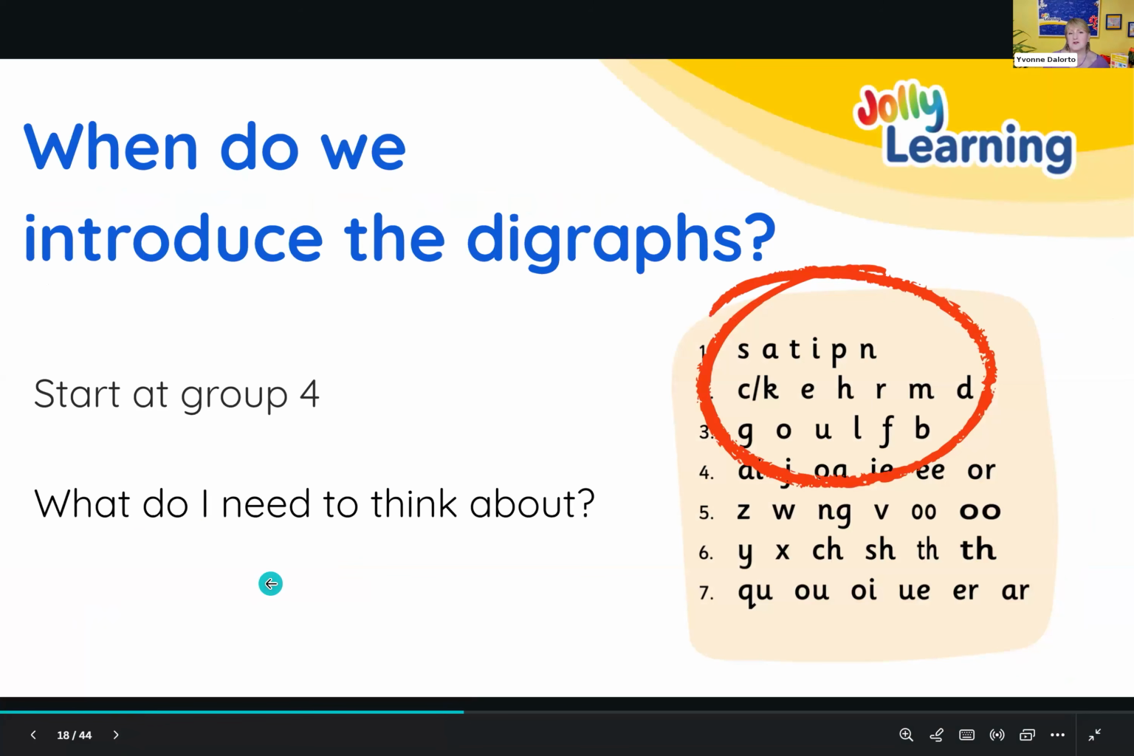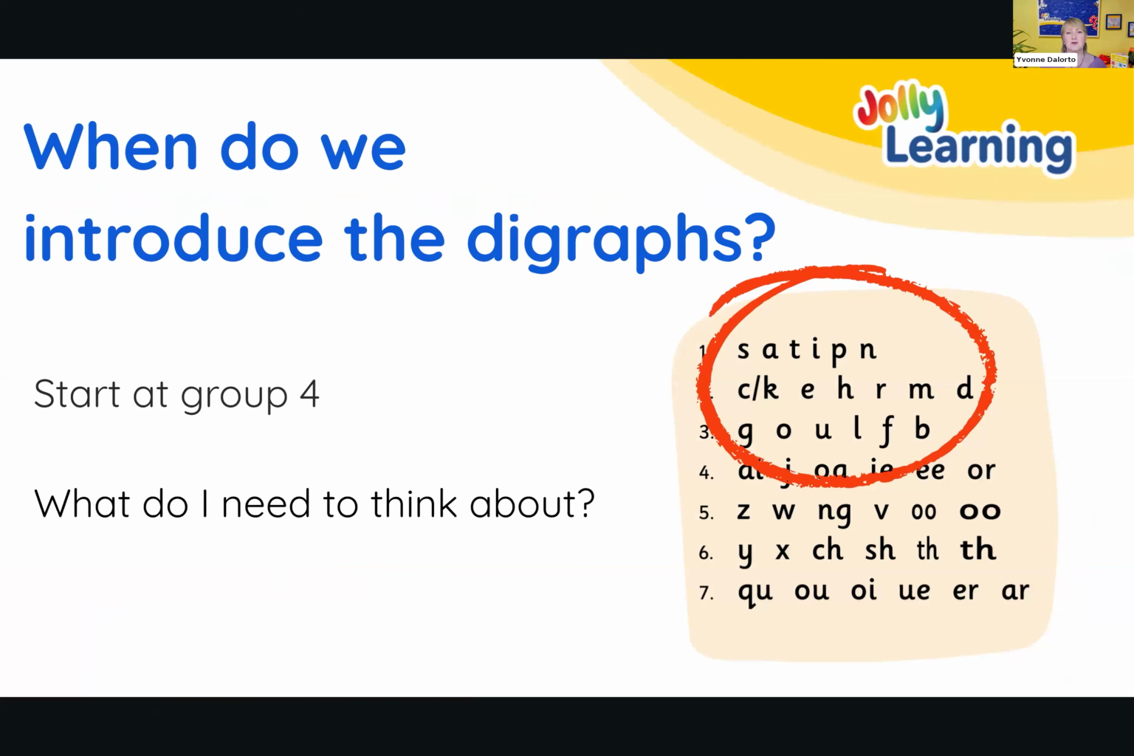So when do we introduce the digraphs? We've said we start at group 4. So what do I need to think about? Before you go to group 4, first of all, let's make sure that you've got groups 1 to 3 secure. This is for a reason because, as some of you said, we have the short vowels. We need to make sure that the children know the a, e, i, o, u.